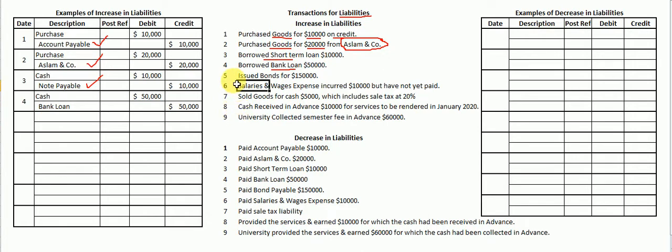Okay, number 5, issued bonds for $150,000. So dear students, what are bonds actually? Very easily and simply, bonds are an instrument, you can say a financial security or financial instrument, which is issued by companies to raise a loan. To raise what? Loan. This $150,000 has been raised as a loan.